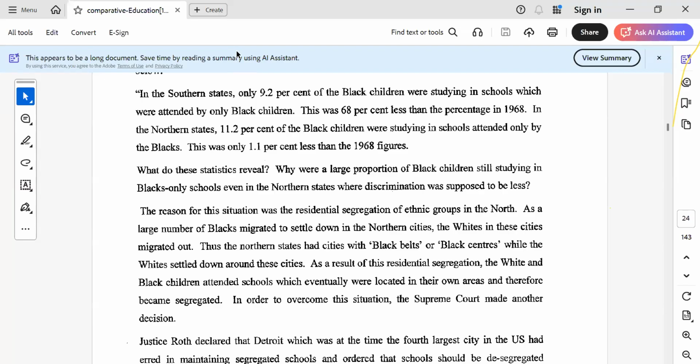So can anyone explain this for me, please? What was there in this paragraph?